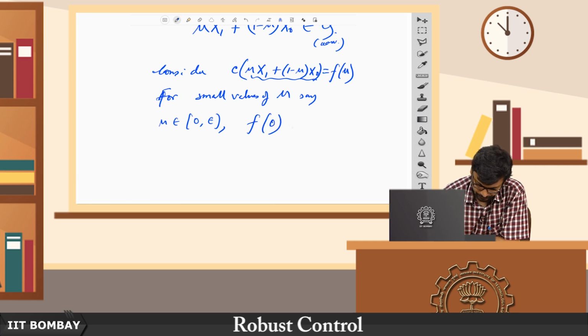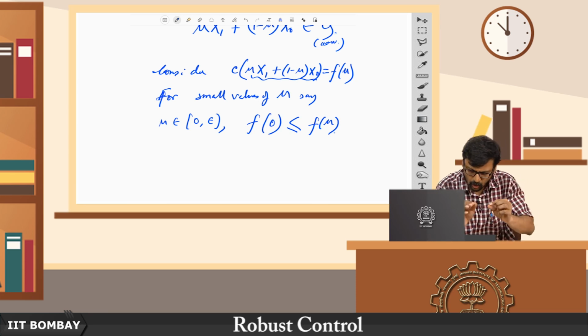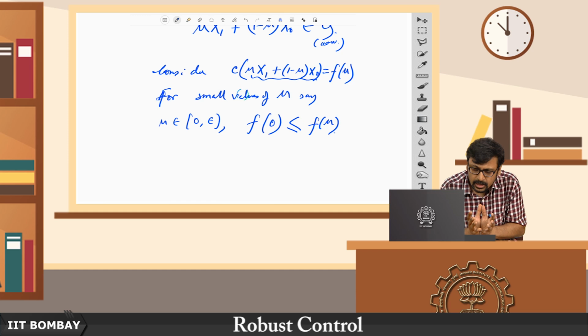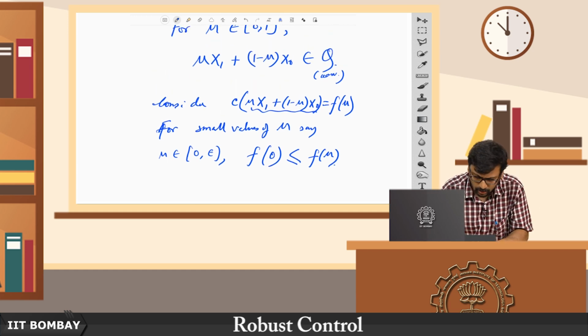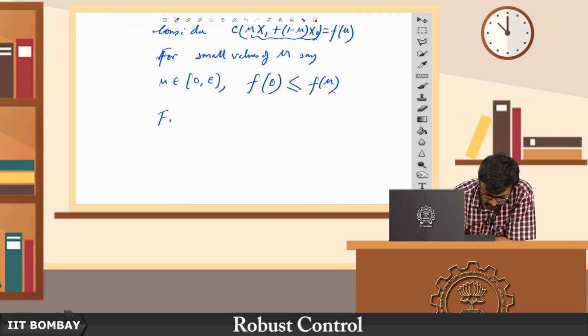f0 is less than or equal to f mu, because it is exactly that local property that I am now using. If you use small enough mu, it means you are looking at a small neighborhood of this x naught, and therefore, within that small neighborhood at least C x naught is the minima.